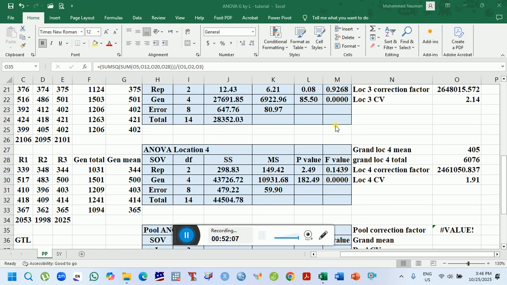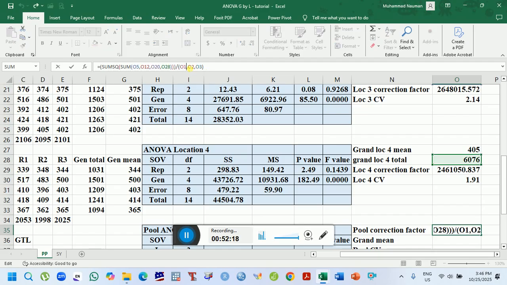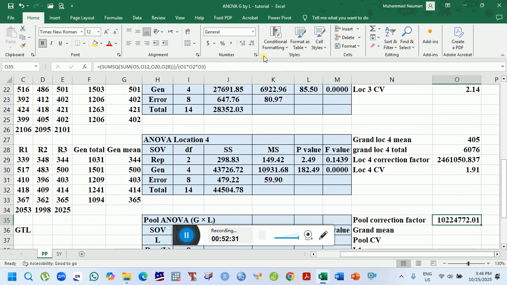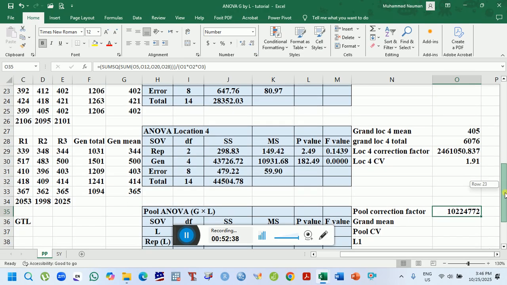Okay, I have pointed out the mistake here. Here you can see I put the comma instead of the multiplication sign. So remove the comma and place the multiplication sign. Press enter. This is the pooled correction factor for genotype by location ANOVA.